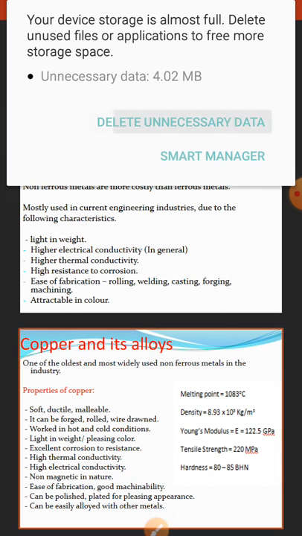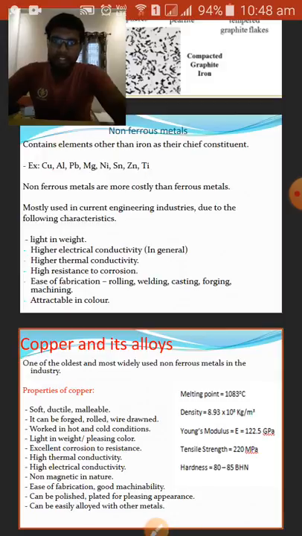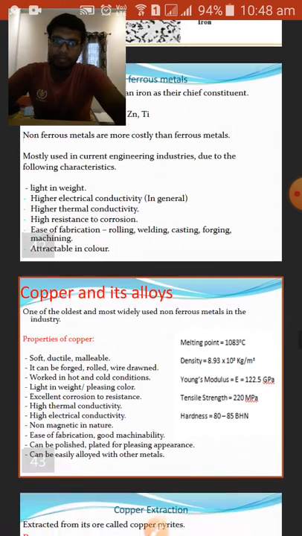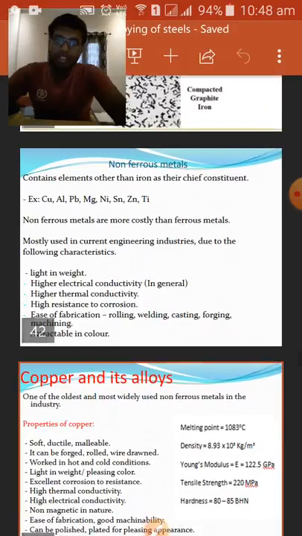Mostly these non-ferrous metals have properties such as: they are light in weight, they have higher electrical conductivities, higher thermal conductivities, they are highly resistant to corrosion, they are easy for fabrication, that is rolling, welding, casting, forging, etc. They are good for machining and they are available in different attractive colors. These are some of the properties of non-ferrous metals.